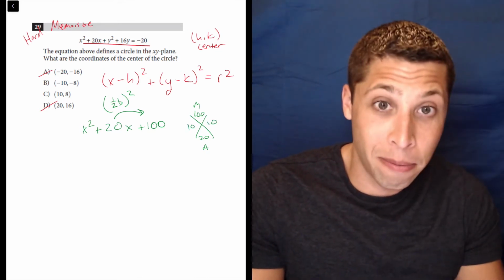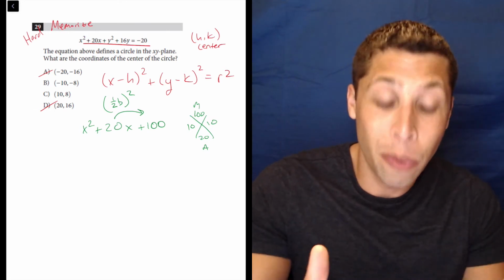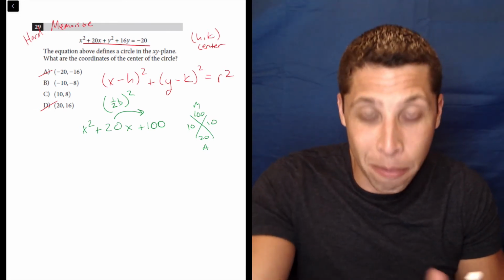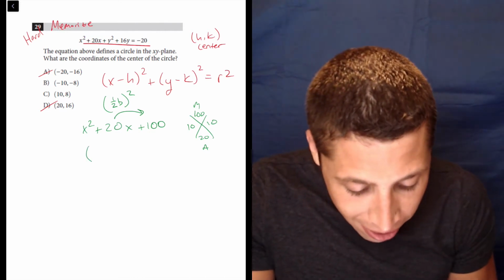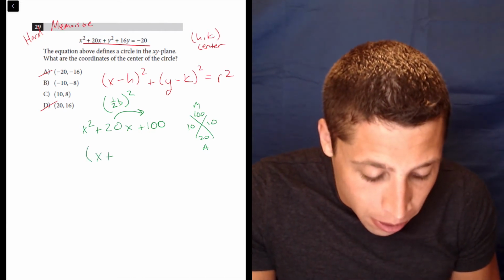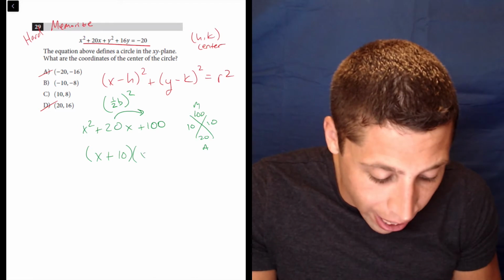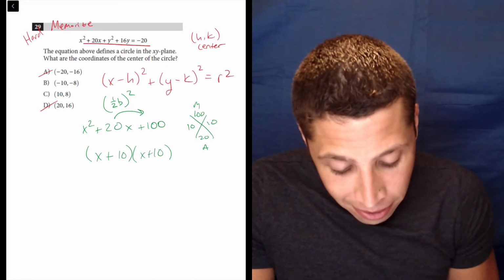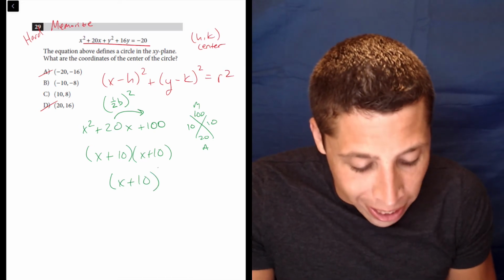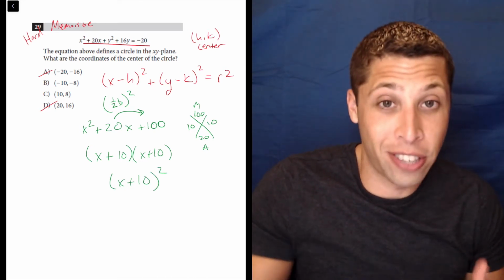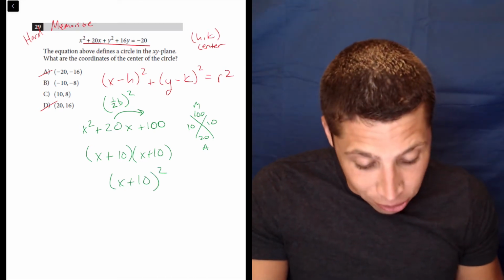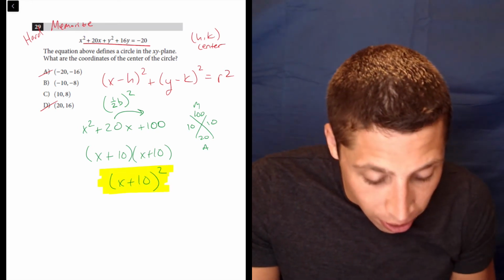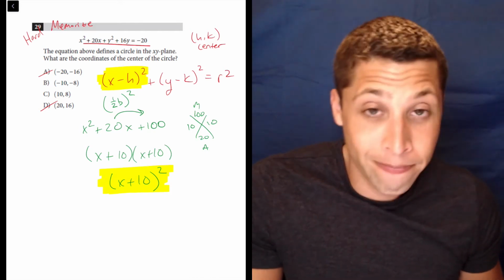10 and 10 multiply to 100 and add to 20. So notice it's the same number. We found a squared number. And so the factored form would be, I'm going to write it out the long way, x plus 10 times x plus 10, but we can shorten that because x plus 10 times x plus 10 is just x plus 10 squared. So now notice this is looking a lot like this.